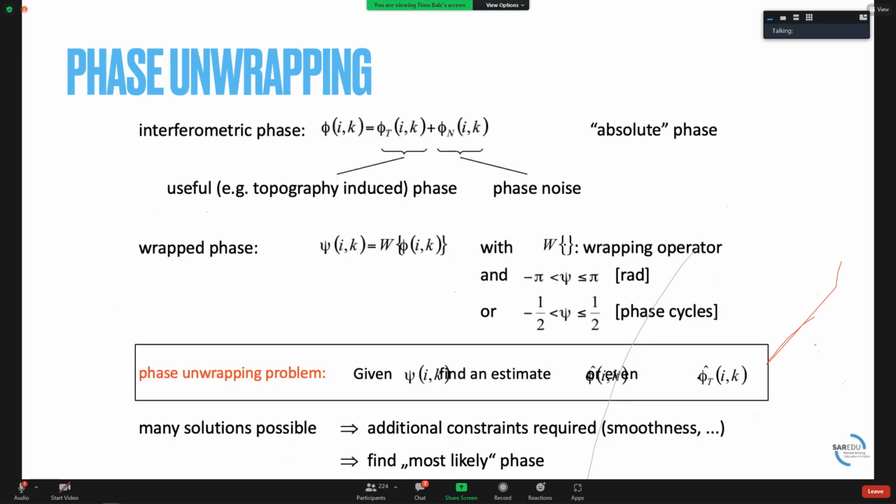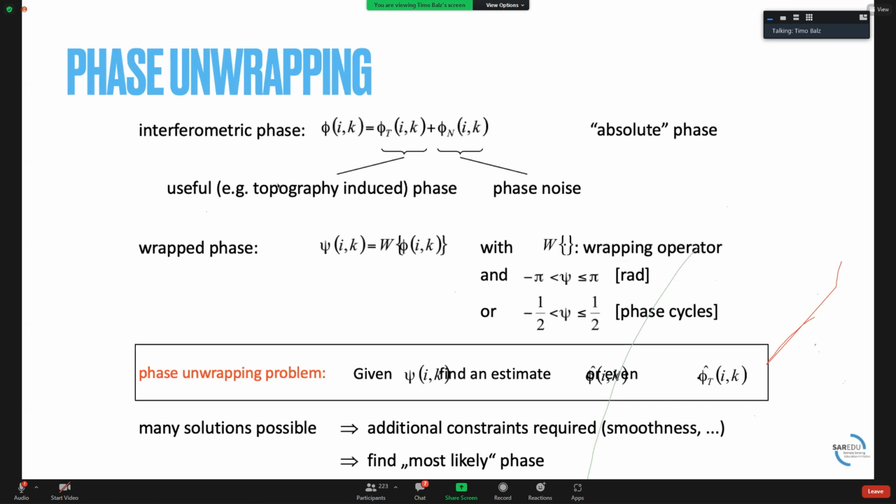All right, that's where I wanted to come today, to the process of phase unwrapping. Now, phase unwrapping is not an easy task. So let me walk you through it, so that you at least understand why it's not easy and why there are problems with phase unwrapping.